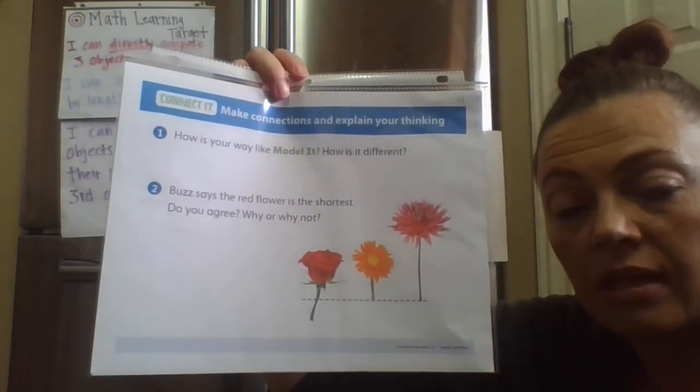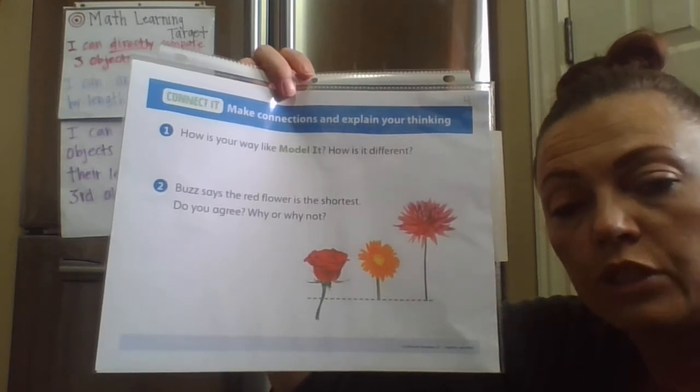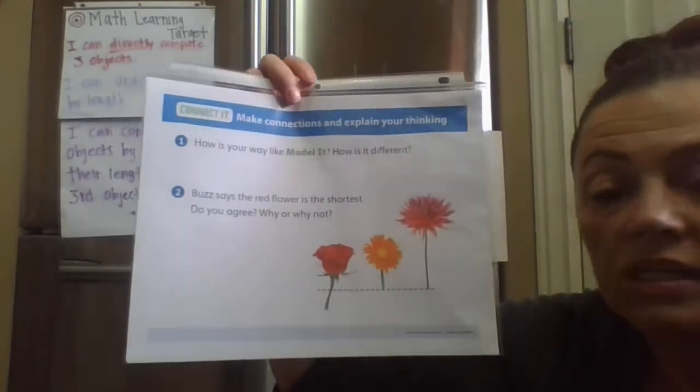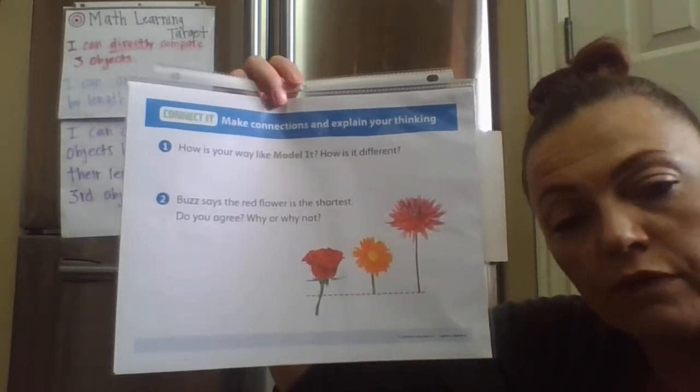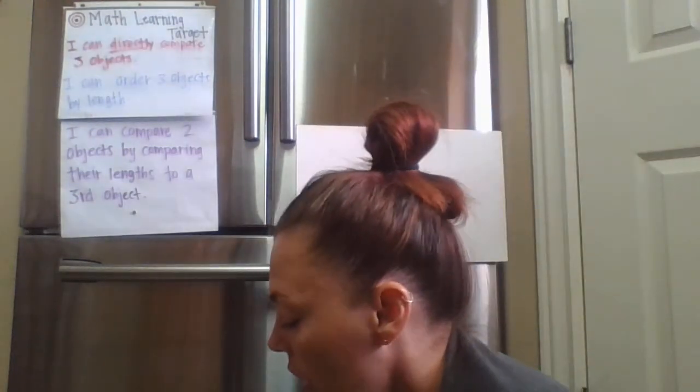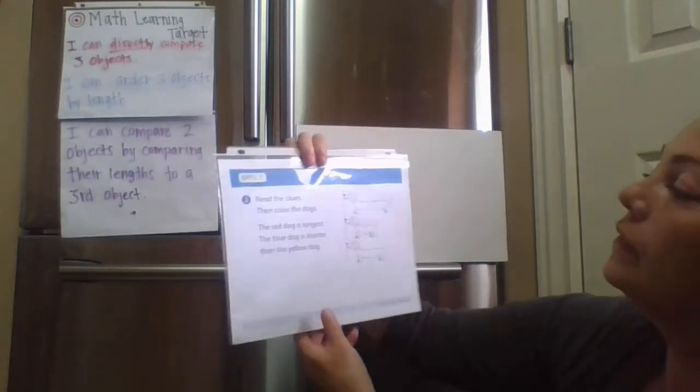It would be taller than that daisy. That orange daisy would be shorter. So Buzz is not right. The red flower is not the shortest. It's the orange flower. Okay? Okay. I have lots of these to go through. We don't have to go through all of them, but okay.